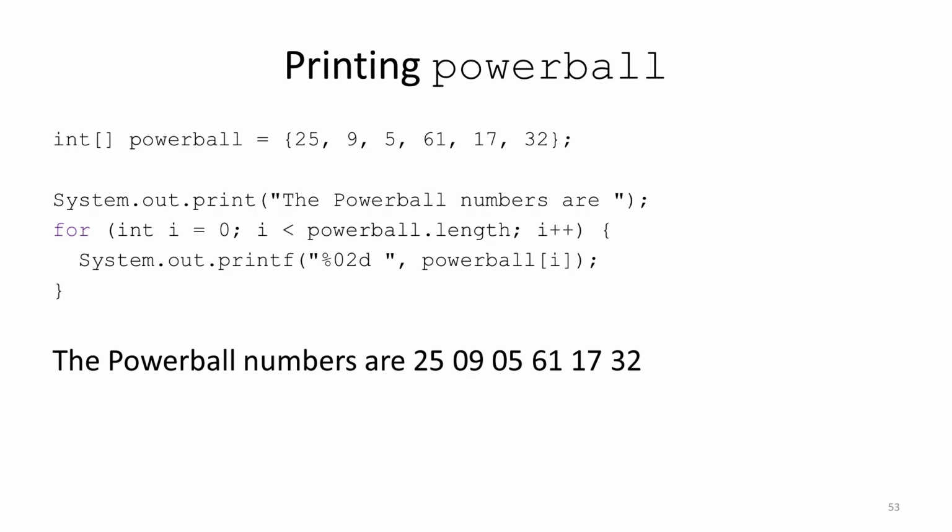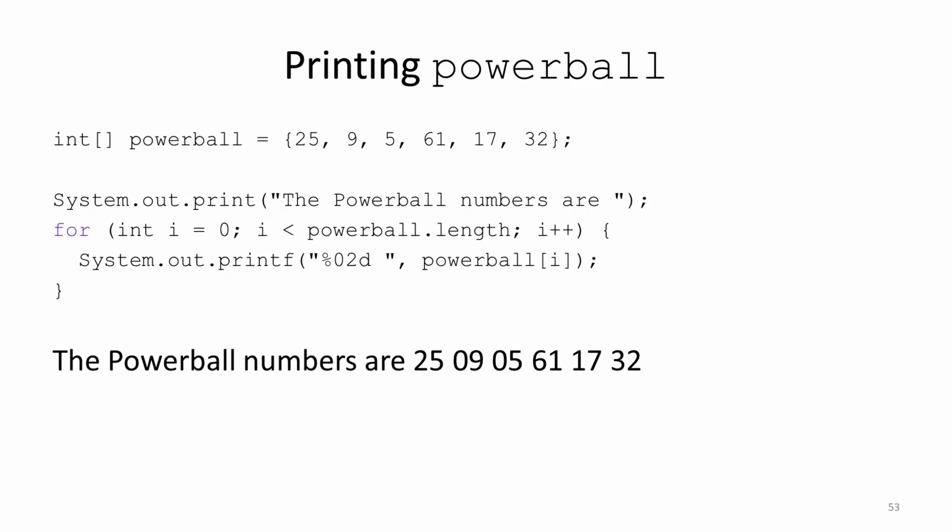When i is 1, the array index notation will be powerball[1], and that will effectively print out each value in the array. Now you may have noticed that there are some flags happening. It's not just %d, it's %02d. Now those 0 and 2 are not values that get printed. Those are flags that affect the output. 0 is the flag for zero padding, and 2 is setting the width to 2.